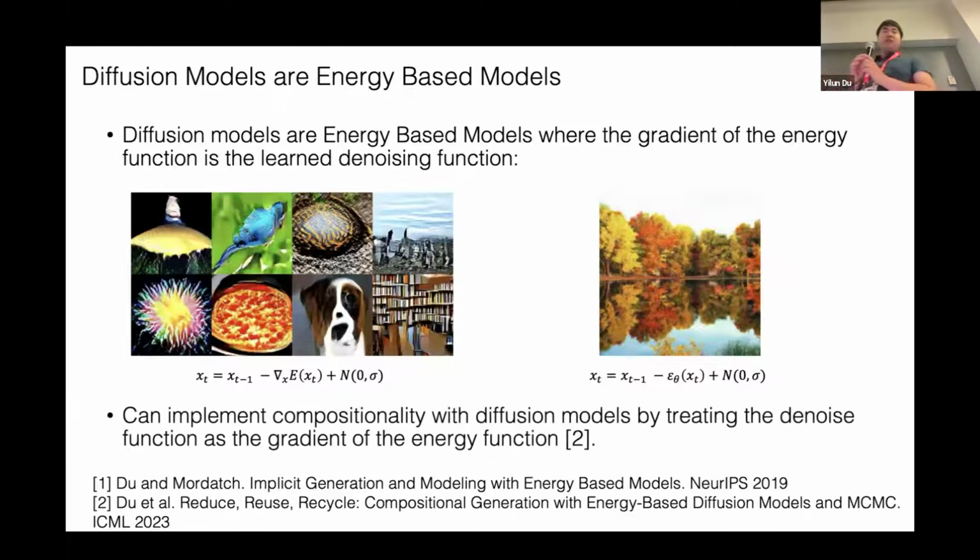One big difference between diffusion models and energy-based models is that diffusion models learn this gradient, but not the actual explicit objective function you want to optimize. But you can actually change the diffusion training procedure to also explicitly learn this energy.